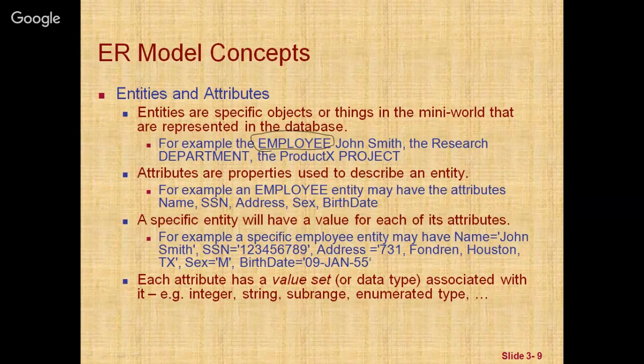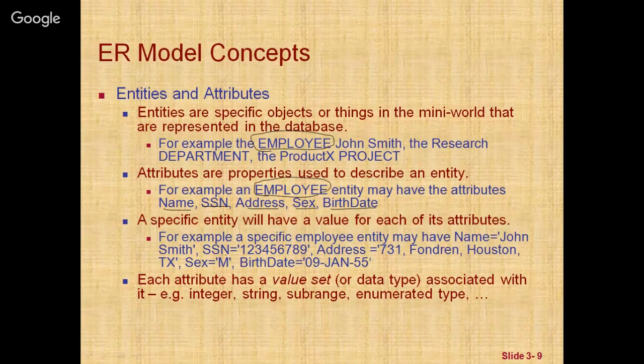So each entity has attributes. Basically, these attributes, they define the particular properties of the entities. So attributes are properties used to describe an entity. So here employee is an entity and its attributes are name, social security number, address, sex, and, excuse me, birth date. Okay. So a particular entity will have value for each of its attributes.